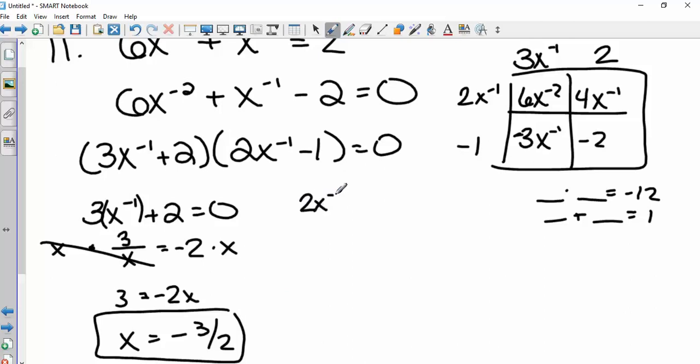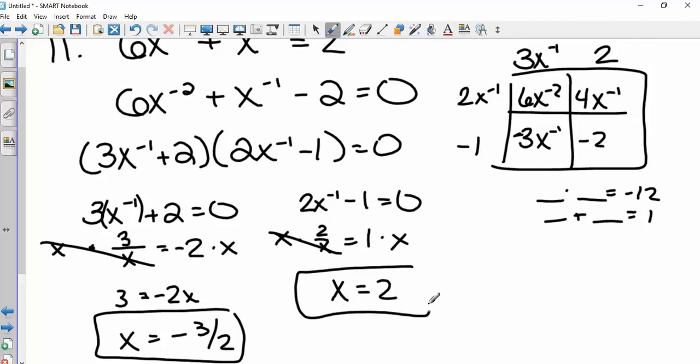The other one, 2x to the -1 minus 1. So how would I write 2x to the -1? 2 over x. Multiply your x, and you get x equals 2. And then, of course, check those. Is that one okay?